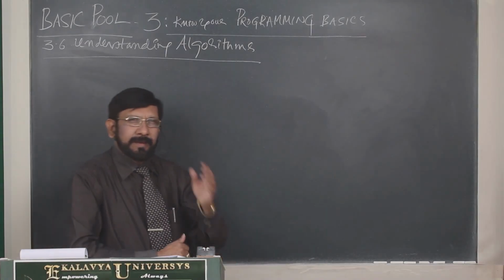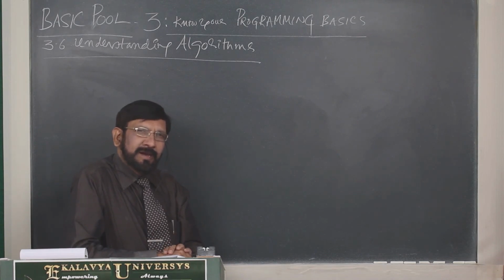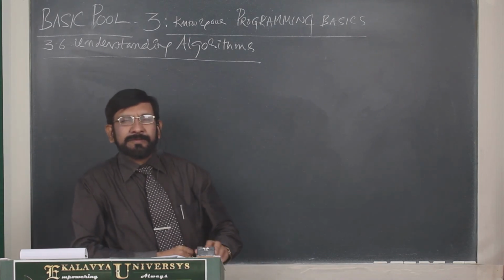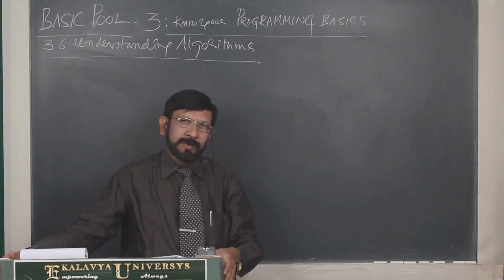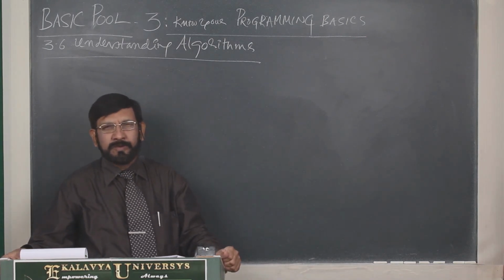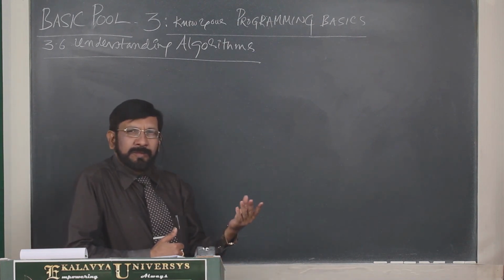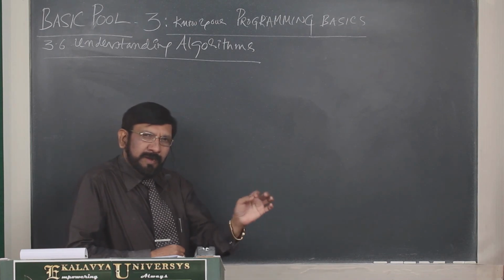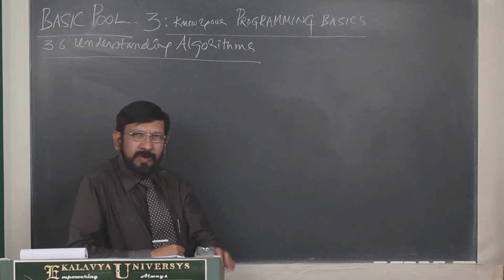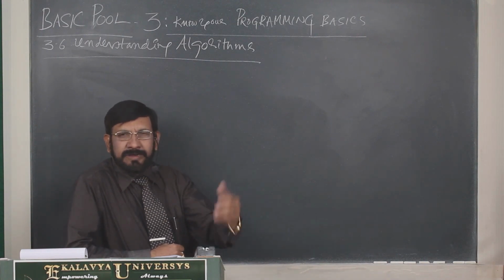Hello friends, now let us take up the concept number 3.6, understanding algorithms. In the previous concept, I explained the phases in the program development process or project development process. The first one is understanding problem domain as well as solution domain, and the second one is analysis. The outcome of analysis is the logical plan. Logical plan means nothing but a notional idea to achieve the task.